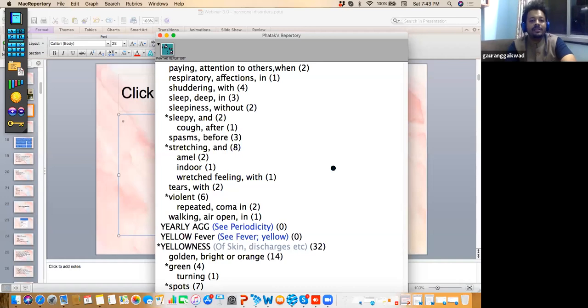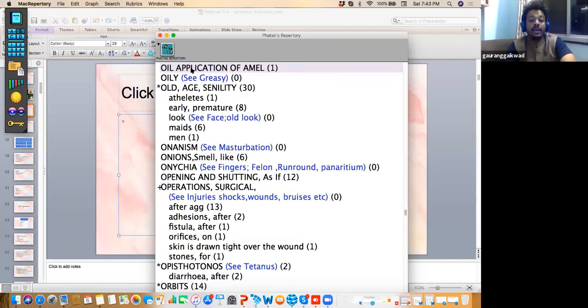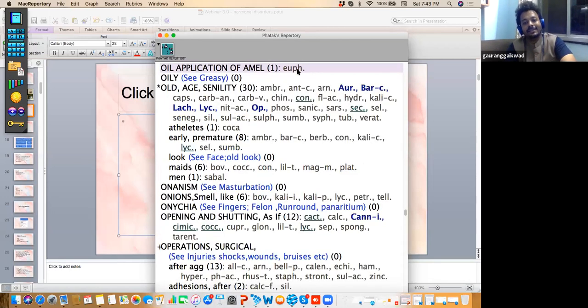So there is a very interesting rubric in Phatak. Have a look: oil application ameliorates. And there's a single remedy here, Euphorbium. So interesting. So Phatak Repertory has many, many beautiful gems of rubrics that you should know if you really want to master homeopathy. And it's an alphabetical repertory and there are many, many peculiar rubrics.